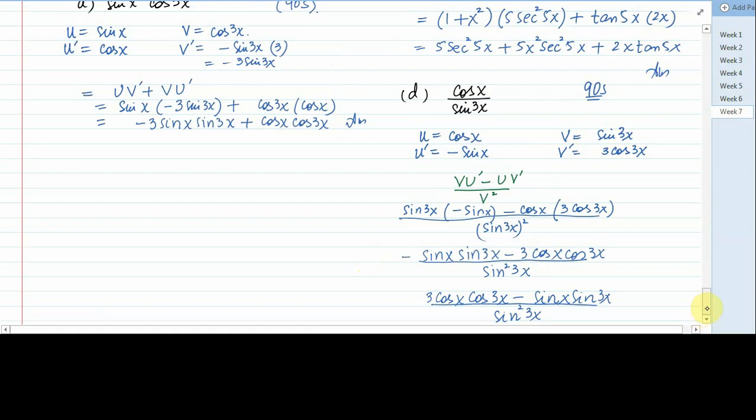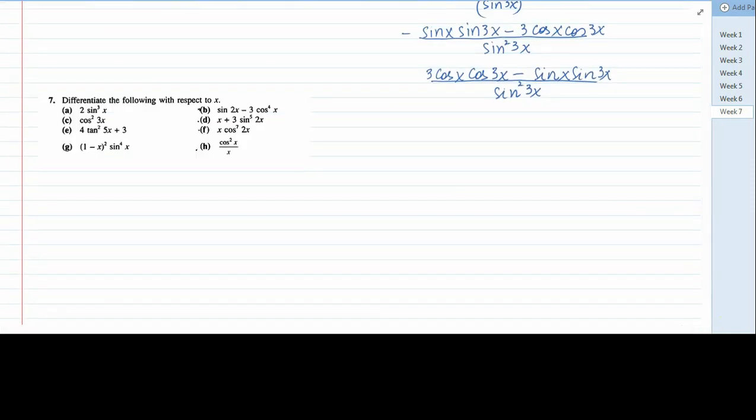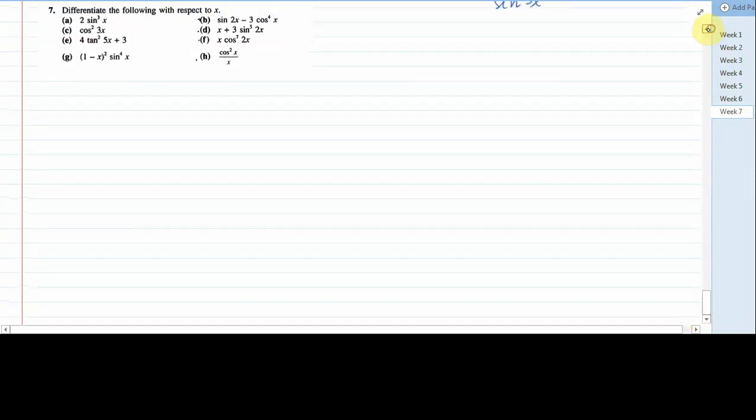Alright, and what you need to do is attempt part C as homework of question number 6, and after that we move on to question number 7. So there are 8 parts in this question. Alright, and we need to differentiate the function. So let's start from question number 7 part A.